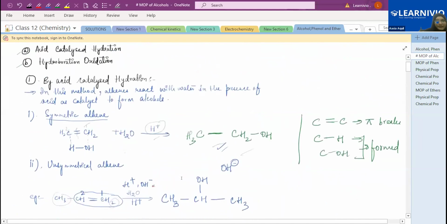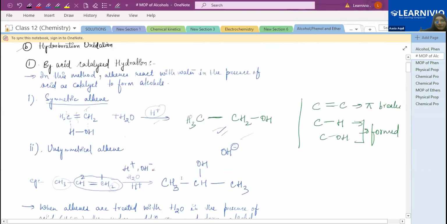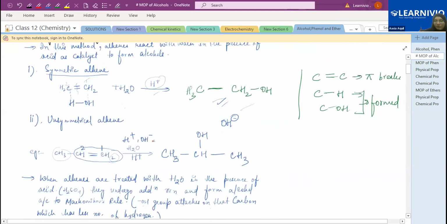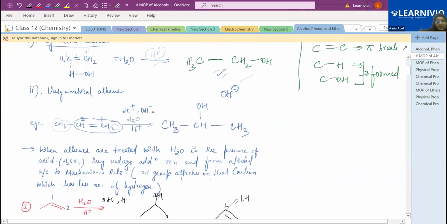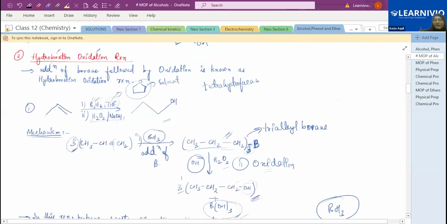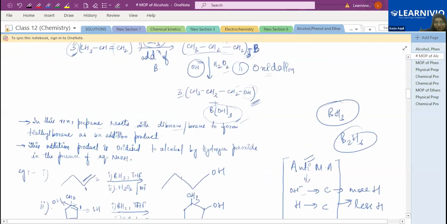So in acid catalyzed reaction, we have learned how we do it for the symmetrical alkene and for the unsymmetrical alkene. So in unsymmetrical alkene, we are supposed to use the Markovnikov addition rule, right? And in the hydroboration oxidation, it's just opposite. We are supposed to use the anti-Markovnikov addition rule.